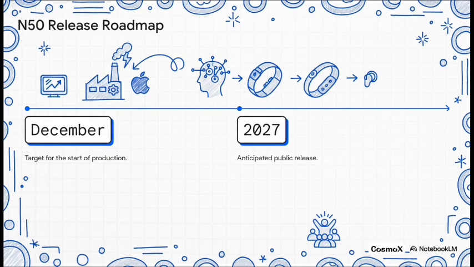According to Bloomberg, Apple is trying to start production as early as this December. I mean, that is an unbelievably aggressive timeline for a brand new product category. It just screams urgency inside the company. The end goal? Get these into our hands by 2027.